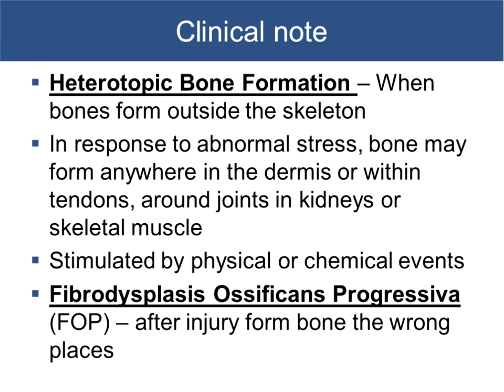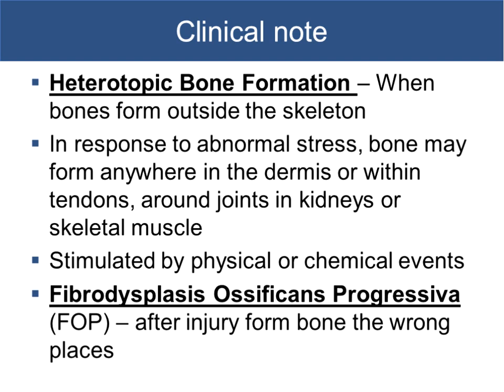So a little bit of a clinical note here. When we've talked about bone formation so far, and those different types of ossification and the role of those blood vessels that bring nutrients to those various parts of the bone, we were talking about how it normally happens. Heterotopic bone formation is when we have bones that are just formed outside of the skeleton.